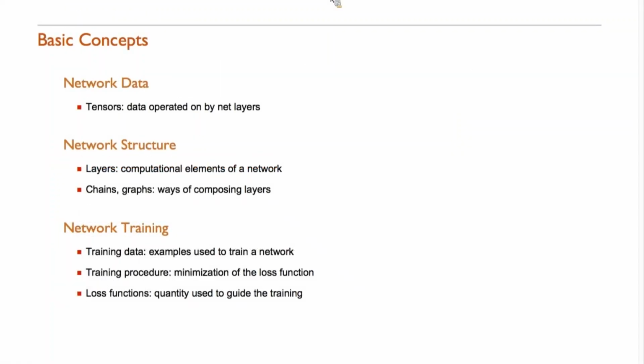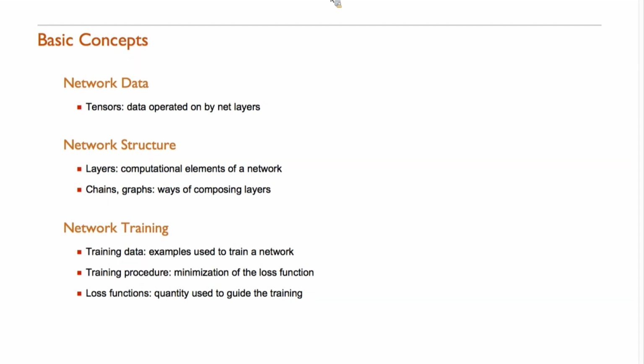I want to underline a few basic concepts that we are going to encounter during this talk. First and foremost, we have data. Neural networks work on tensors. Tensors are basically a big structural representation of numbers. You may know some of them, like vectors and matrices. We are going to see in detail what I mean later.